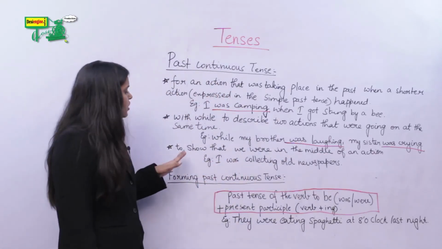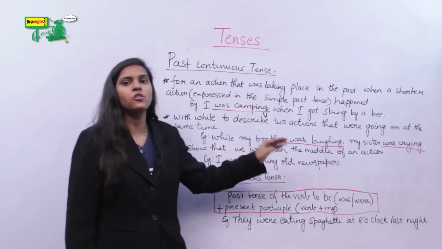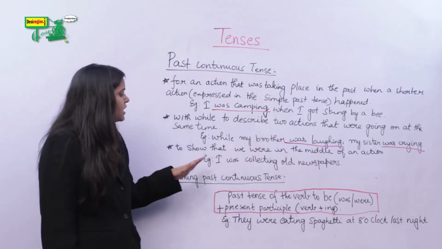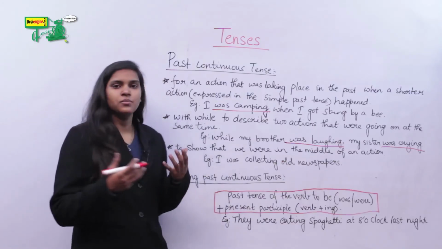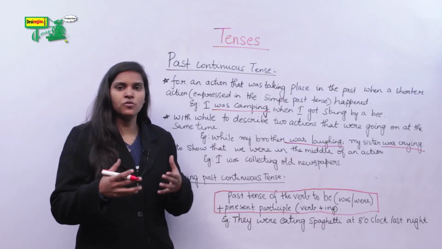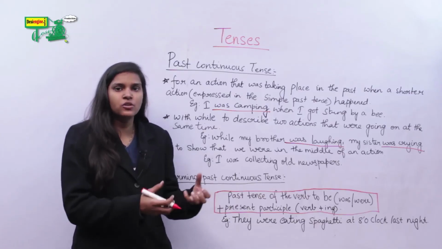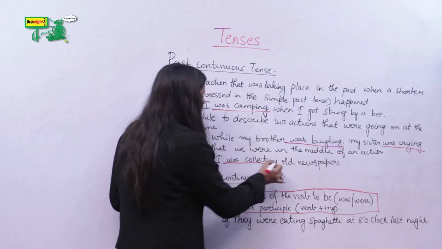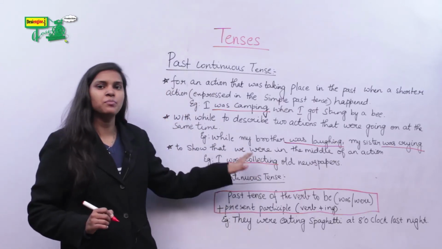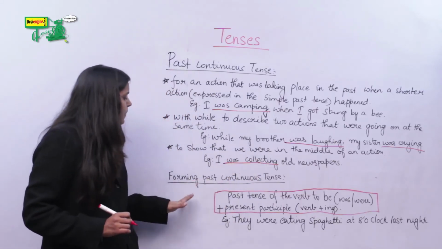Another situation is to show that we are in the middle of an action. For example, I was collecting old newspapers. That is, we are in the process of collecting newspapers. We are in the middle of that action. Was collecting shows our past continuous tense.